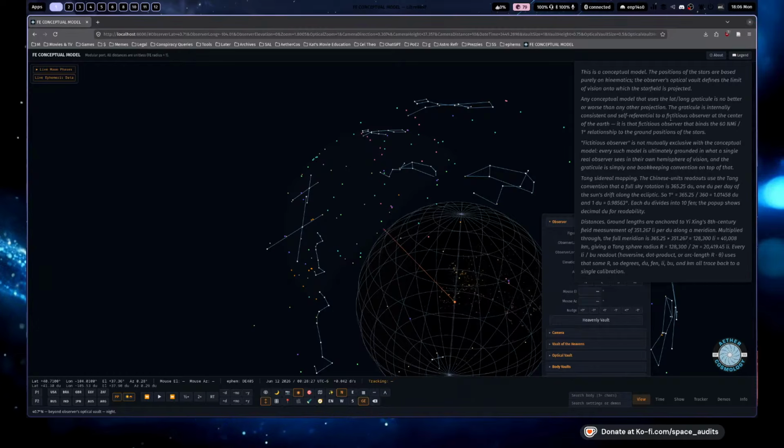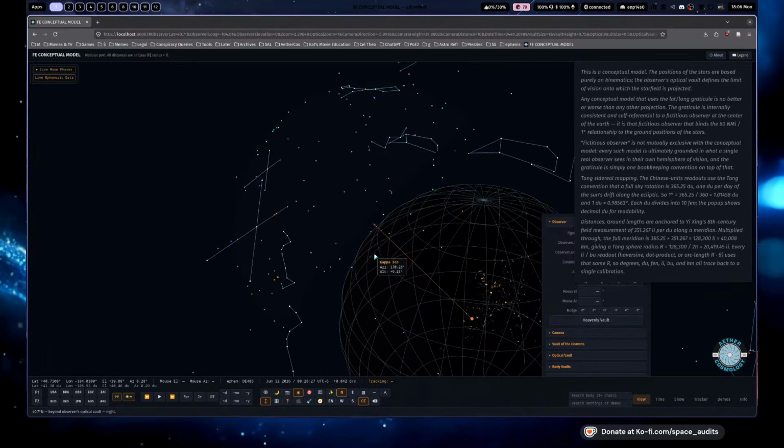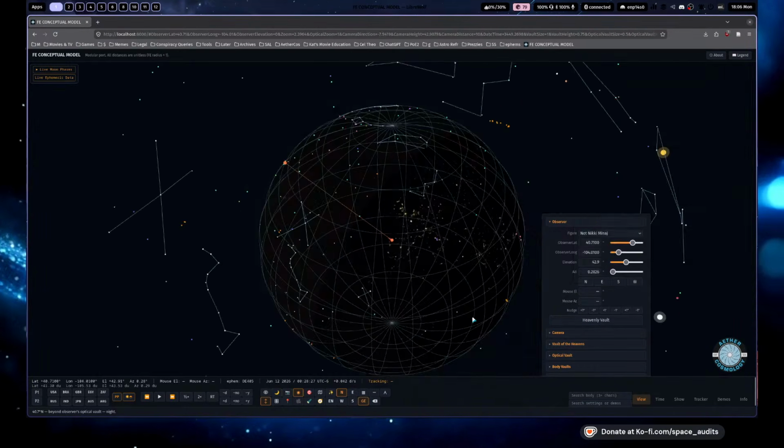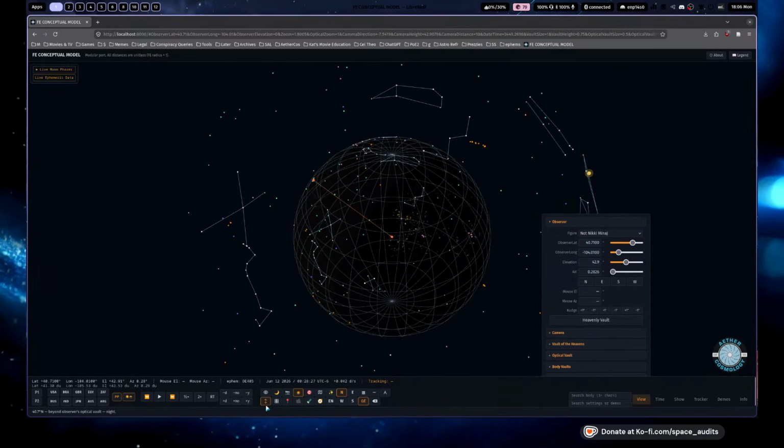So let's see here. The graticule is internally consistent and self-referential to a fictitious observer at the center. It is that fictitious observer that binds the 60 nautical miles per degree relationship to the ground positions. And I think I illustrated that pretty well here when we bring the star field to the center of the Earth.